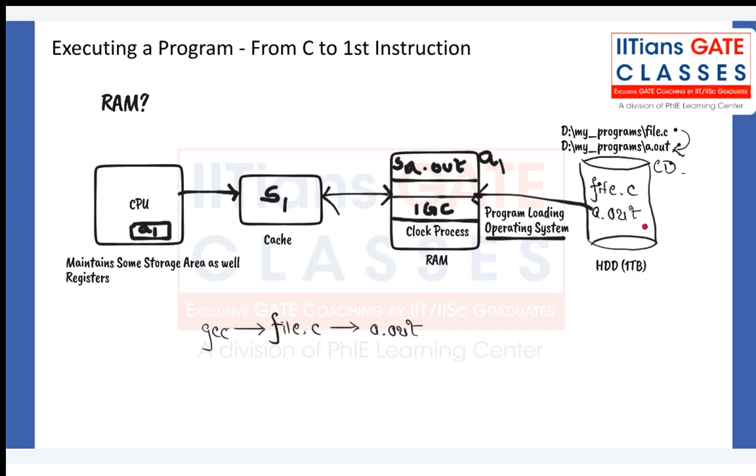Again the hard disk. Now, as I told you, if the CPU starts executing the program from the hard disk, it will take a lot of time. It is slow. So what we thought was, let's introduce a high speed memory in between the CPU and the hard disk. What is this high speed memory called?